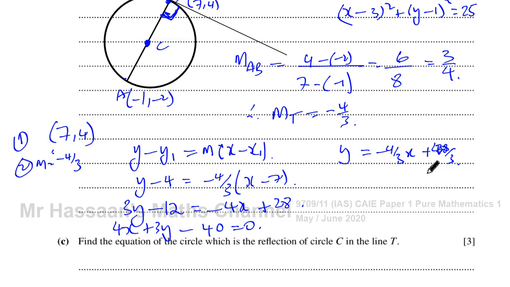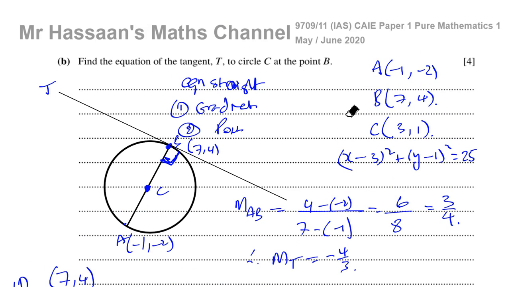We could have found the answer using y equals mx plus c like this, and it would have been fine. We could find what c was, and then continued. I prefer to use this especially when I'm dealing with fractions in my gradients. Okay, so there's part B done. It's quite a standard question: find the equation of the tangent T.